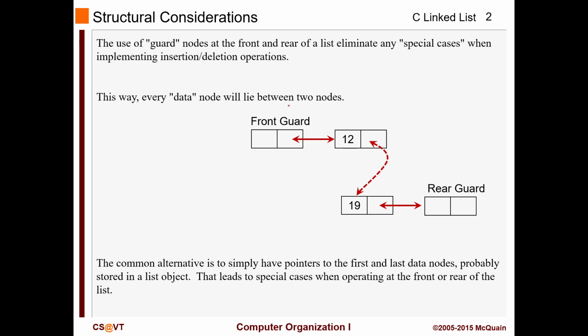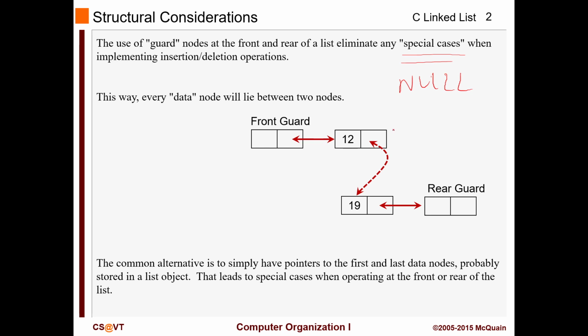Now, the structural considerations: what we consider while making the linked list. The use of guard nodes at the front and rear of a linked list eliminates the special cases when implementing insertion and deletion operations. One of the special cases is the one I just mentioned, being null. And there are other cases: you may lose track of the head, you may lose track of the tail, and you can actually put data in the head, which is also complicated. Sometimes you want to add data on the head, and in that case you have to change the pointers accordingly.